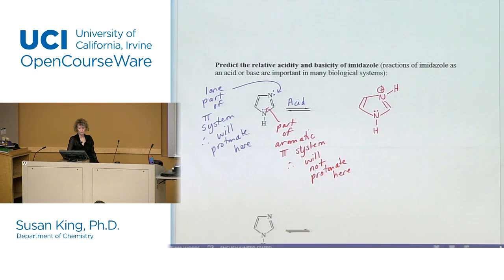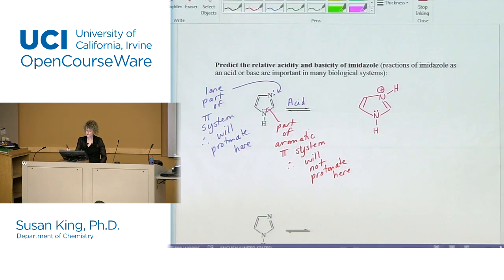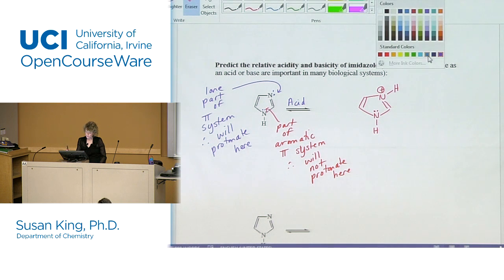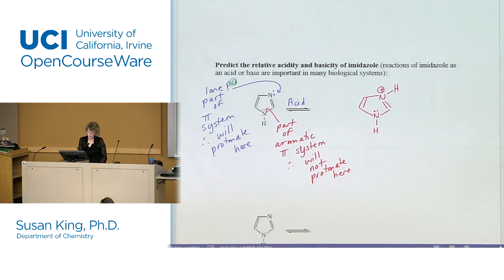Yes? Do you mean to write that the lone pair is not part of the pi system, so it will be protonated? Yes, lone pair, not. Let's fix that. Thank you so much for catching that, because I put the not in the wrong spot. Lone pair not part of aromatic pi system. How about that? Is that good? We'll continue this next time.